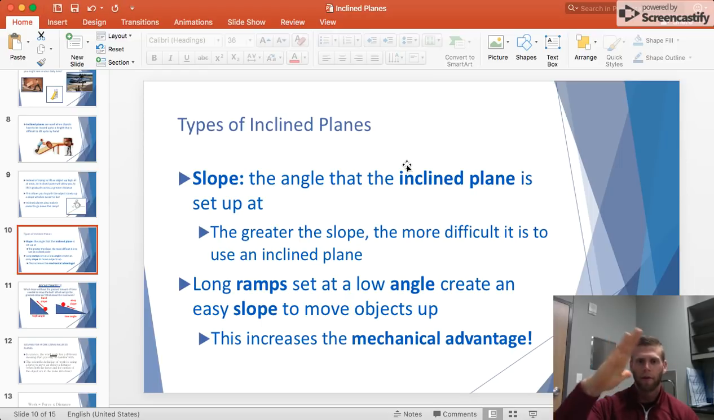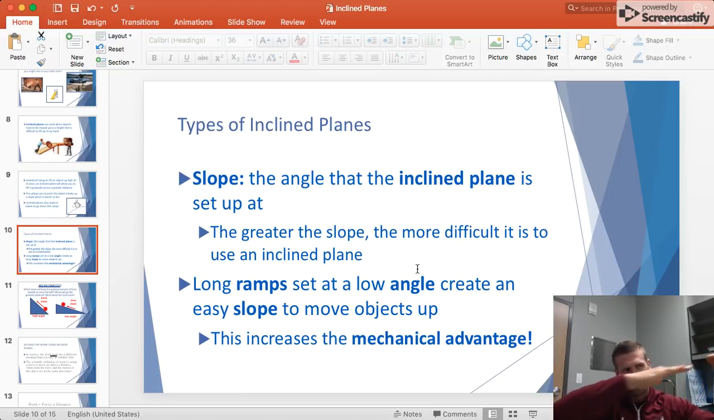If you go like this with your hand, right? Greater slope is higher, less, till then it's flat. So long ramps set at a low angle create an easy slope to move objects up. So if you have to get a very far distance, right, with a longer ramp, it's going to take you a lot longer to get there, right?